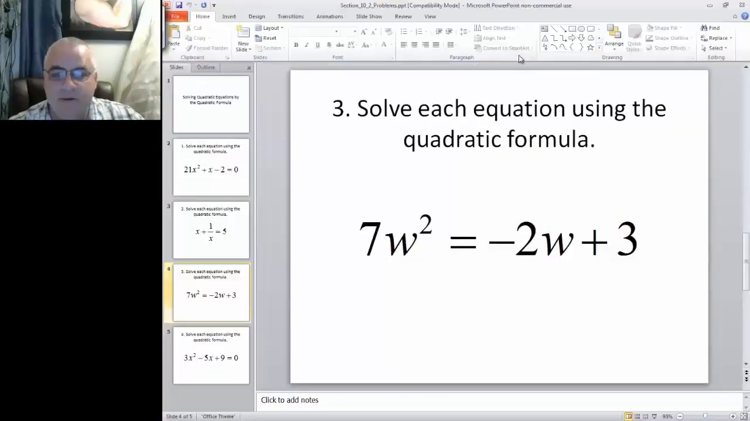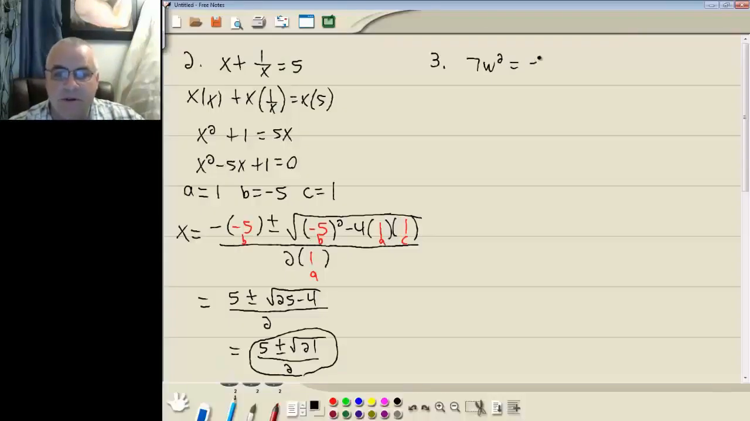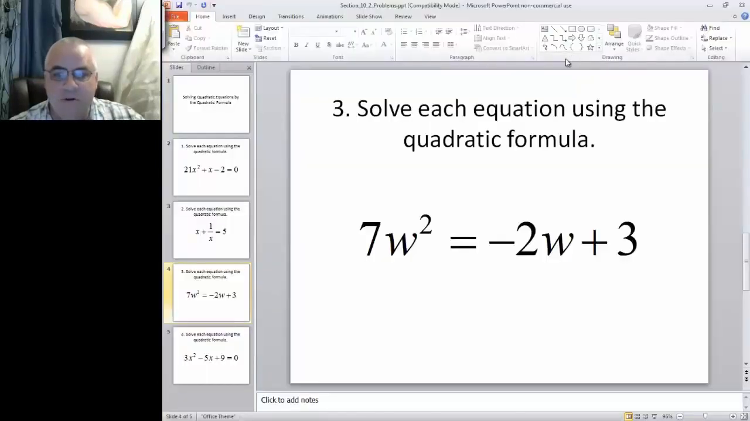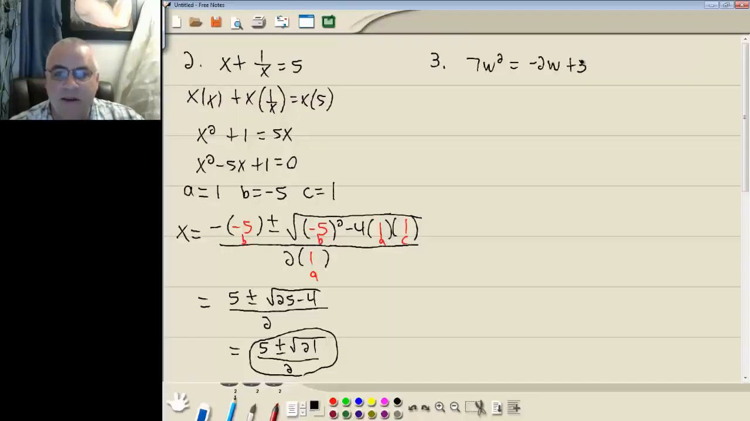So we got 7w squared is equal to negative 2w plus 3. Now this is a quadratic. It's a different variable. It's not x, but same idea. This is a quadratic, so we want to get everything over to one side, 0 on the other. So I'm going to have 7w squared. Take negative 2w over, becomes a positive 2w. Take 3 over, becomes a negative 3. Equals 0.